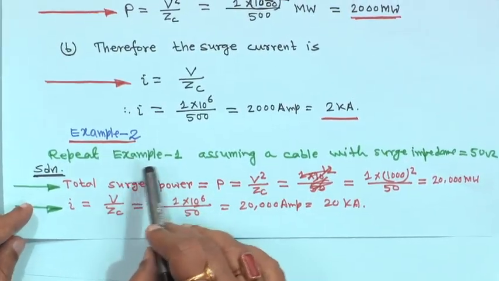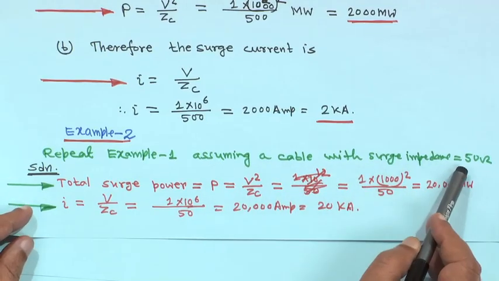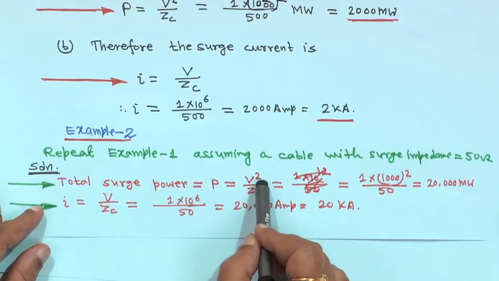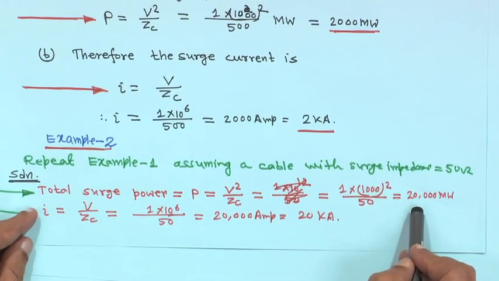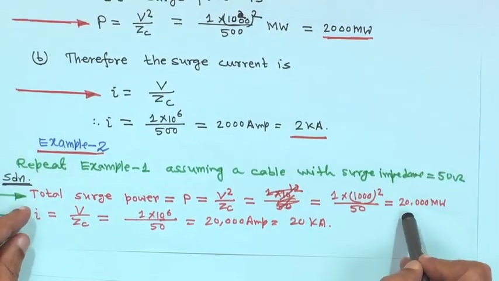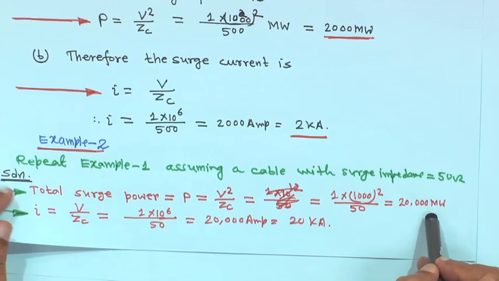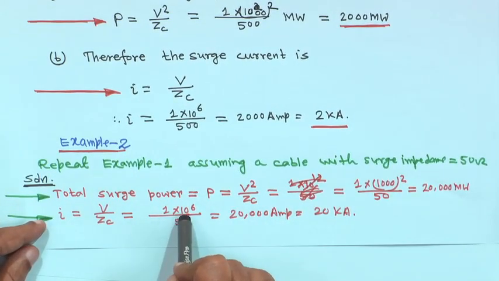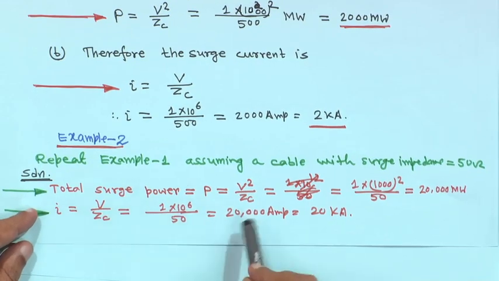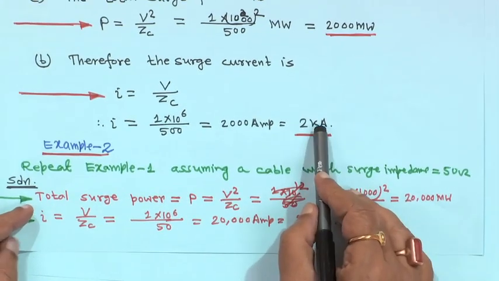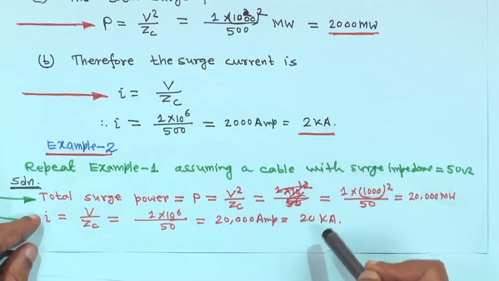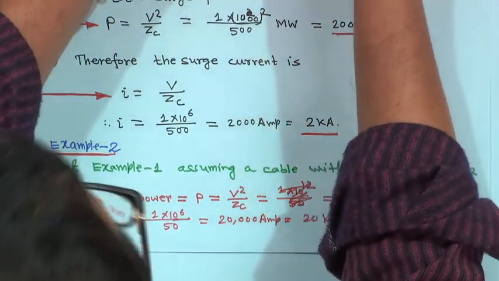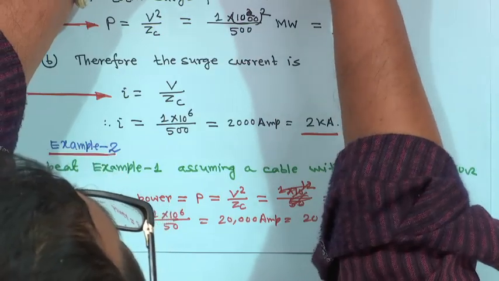Now, the same example, assuming a cable with surge impedance 50 ohm. If a cable has 50 ohm, then total surge power will be V square upon ZC. Here it was 2000 megawatt, here it will become 10 times more, 20,000 megawatt. Similarly, I is equal to V by ZC, it is 10 to the power 6 by 50, that is 20,000 ampere, 20 kilo ampere. Here also it is 10 times more: here it is 2 kilo ampere, here it is 20 kilo ampere. So, these are one or two small examples we took.